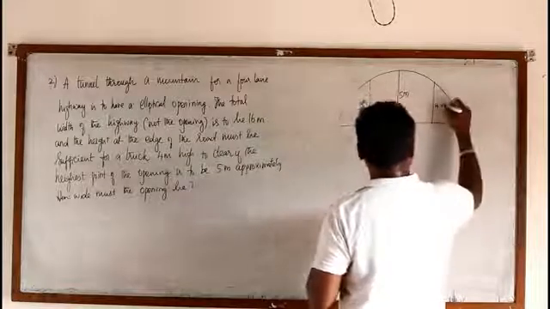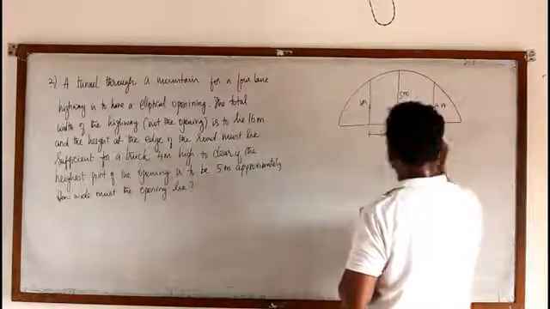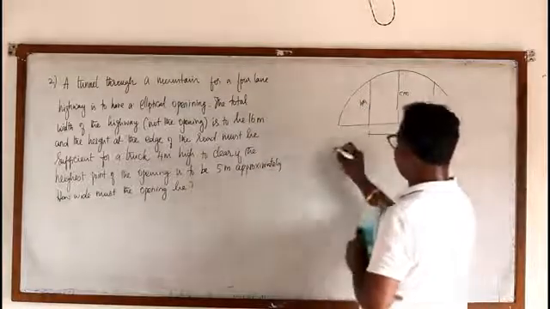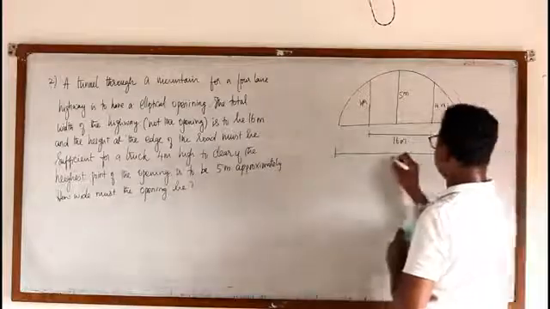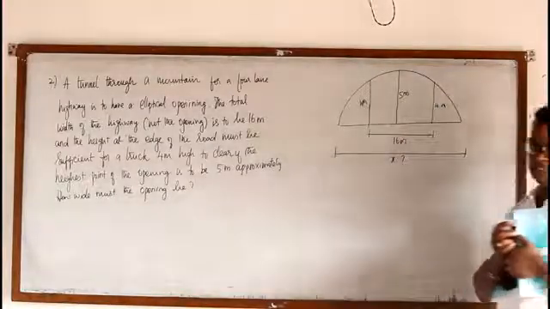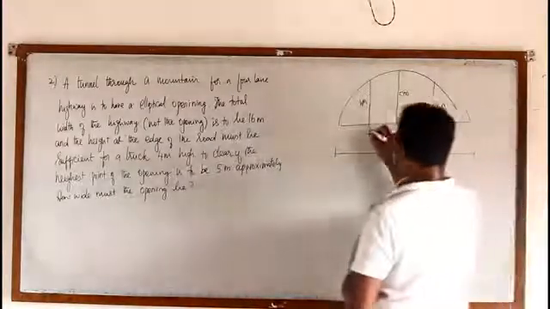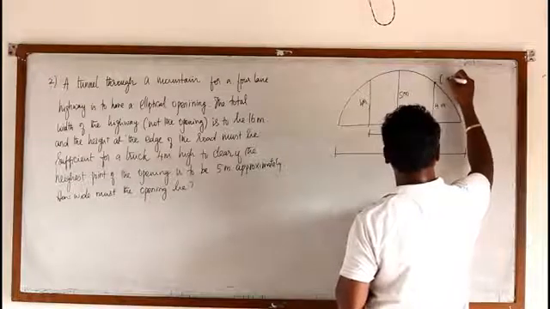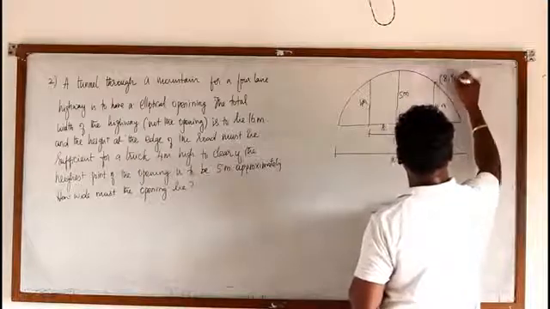So this width is 16 meters. This is what they gave. This width is 6 meters. That means what is this opening? This length is what they are asking. If it is 16 meters, then this will be 8 and this will be 8. So this point I can say as (8, 4).